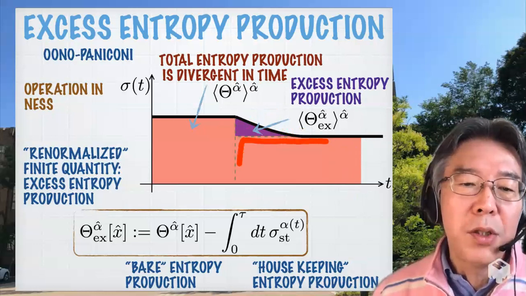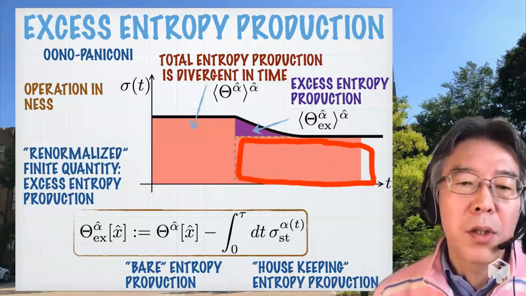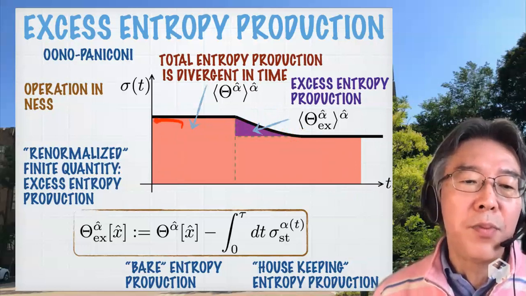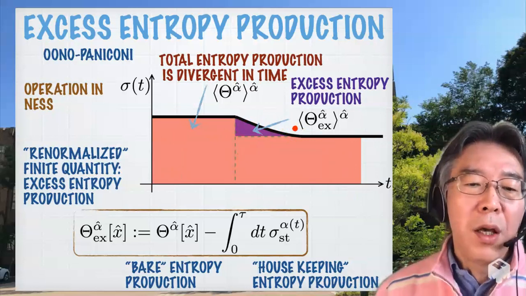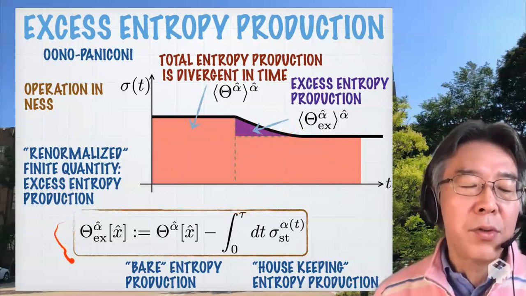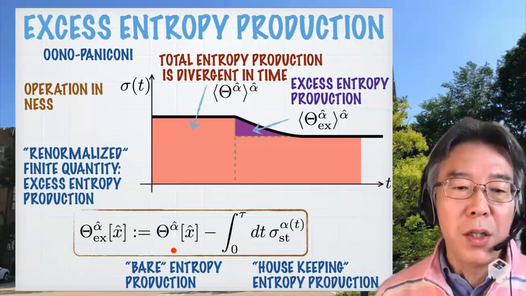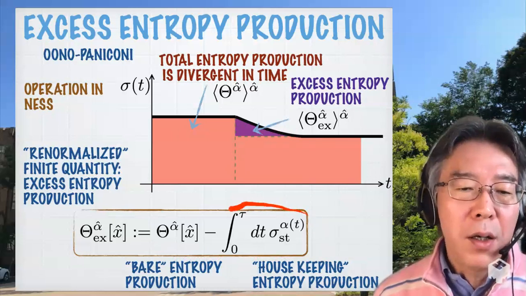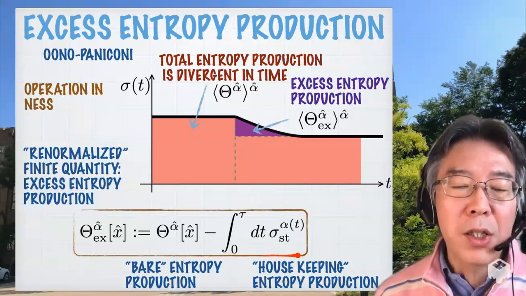So you simply subtract this. And here, this is the amount that you have to pay, so you subtract this. So we are left with this finite quantity. In general, this subtraction can be written in this way. So this is a bare entropy production, which is divergent. Here, this is the entropy production that we expect.